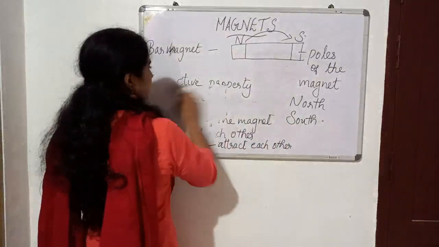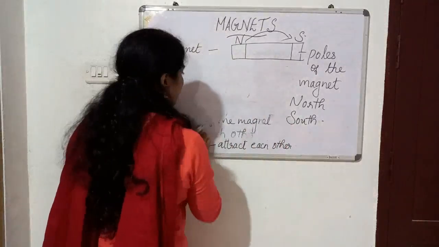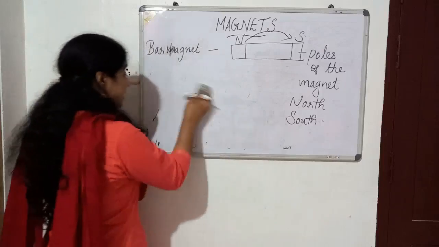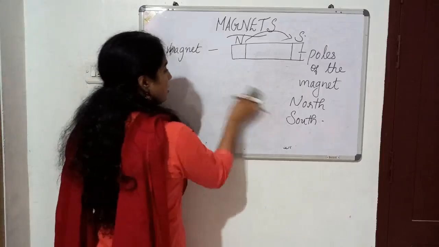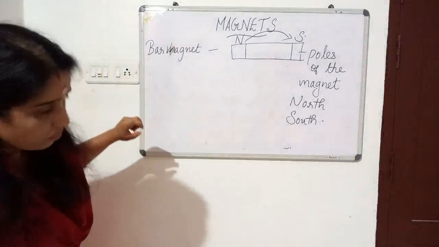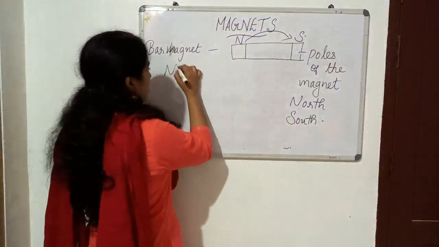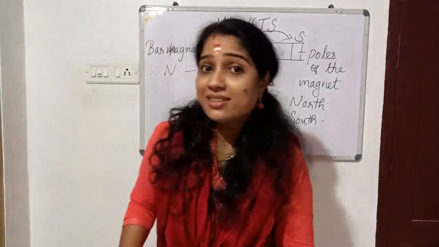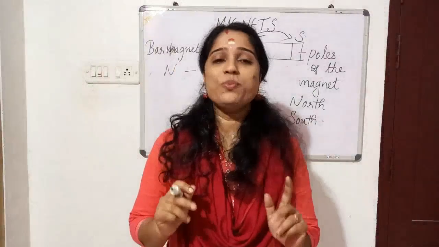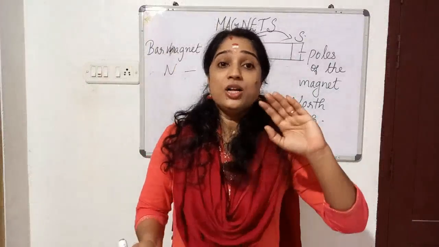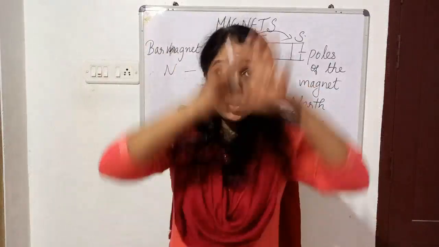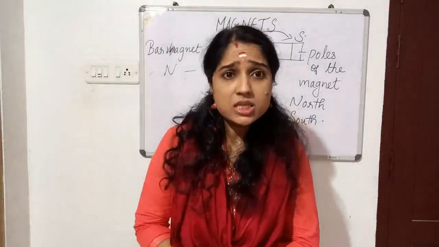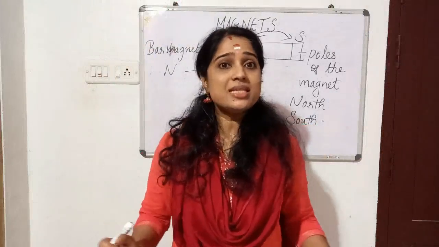Why? When we suspend a magnet, it always rests in which direction? North-south direction. Don't you want to know the reason? Yes, I know many of you want to know. Earth itself is a huge magnet. Yes, that's very true. Earth is a magnet.